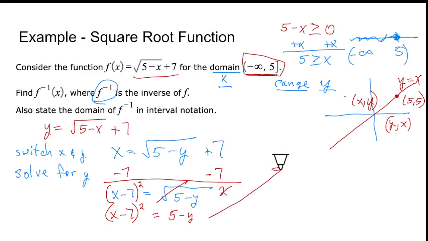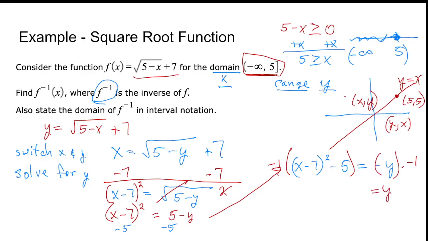We can subtract 5 from both sides. We get x minus 7 squared minus 5 is equal to negative y. Multiply both sides by negative 1. That will turn that to positive y. It puts a negative here, and that makes that positive. So we'll move the 5 to the front: positive 5 minus x minus 7 squared.